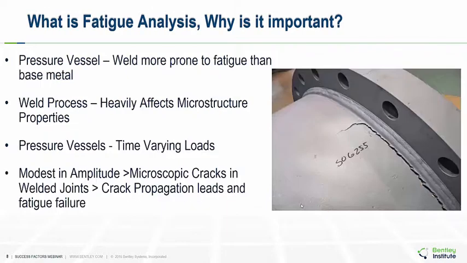A pressure vessel can be subject to several types of cyclical time-varying loads. In the pressure vessel, the welds are more prone to fatigue damage than the base metal. This is due to the fact that the welding process heavily affects the microstructure properties of the weldment, which may be more prone to crack initiation due to cyclic load. The stress amplitudes that pressurized equipment undergoes can be modest if considered as mere static load, but may initiate microscopic cracks in the weld joints due to prolonged operation, and eventually the crack propagation may lead to fatigue failure like shown in the picture above.